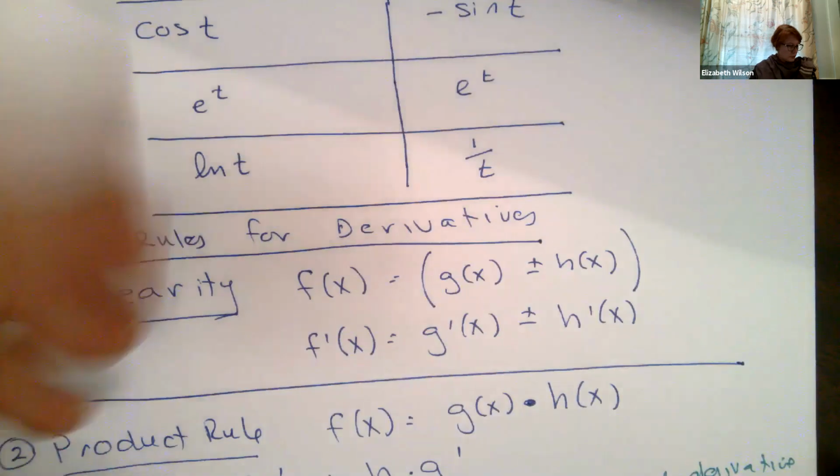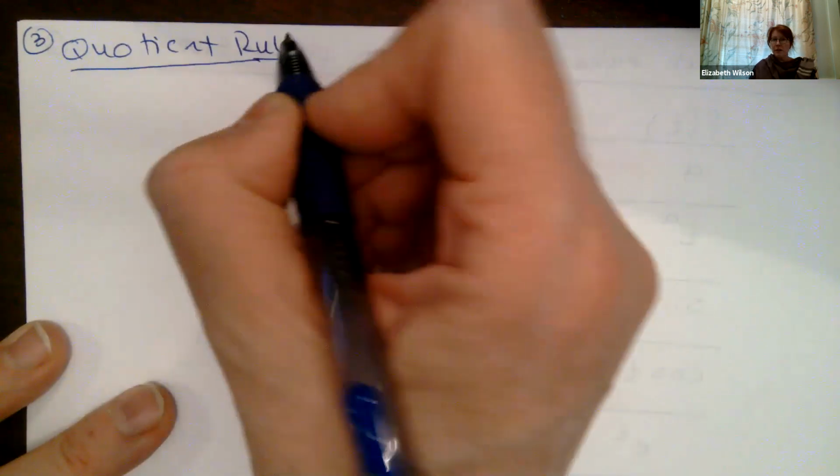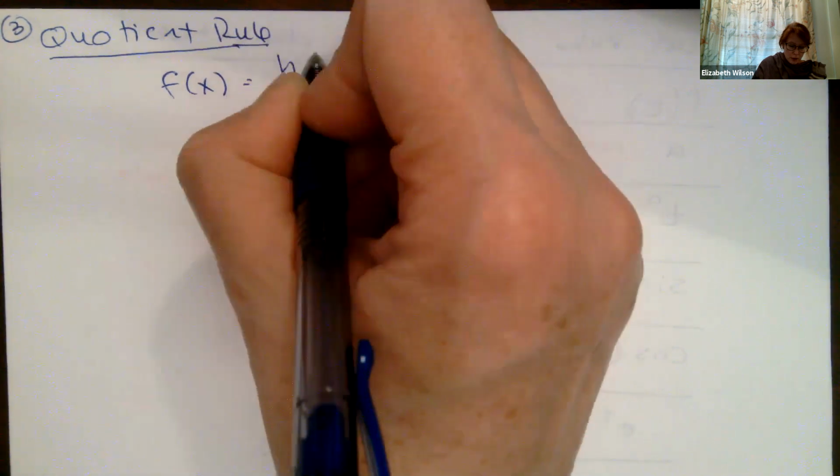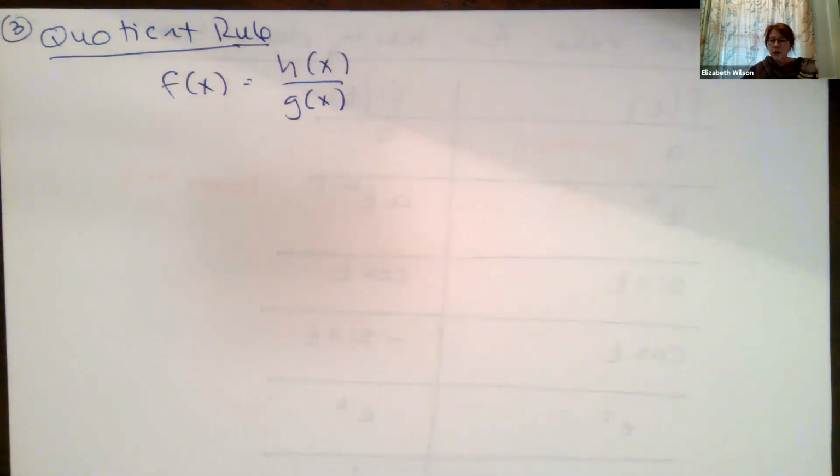That was the product rule. So let's talk about quotient rule. Okay, so quotient rule. Quotient means division, right? So in this case, I would say my function f of x is equal to h of x over g of x. So I've got a function in the numerator.